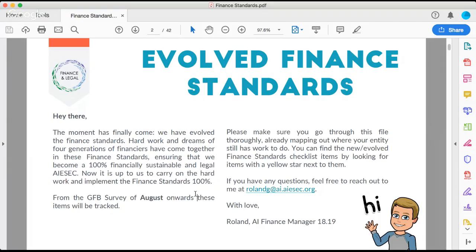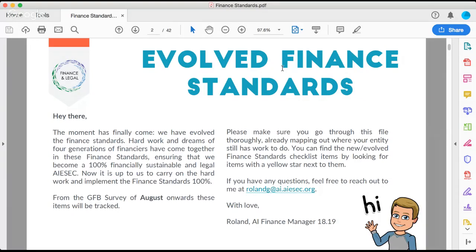My friend Roland, who is currently in AI, has worked on the evolved finance standards. This is because we realized that the finance standards were incomplete towards all of the things that had to be implemented in every entity. So they added stuff and made sure that it now encompasses everything it needs to encompass.